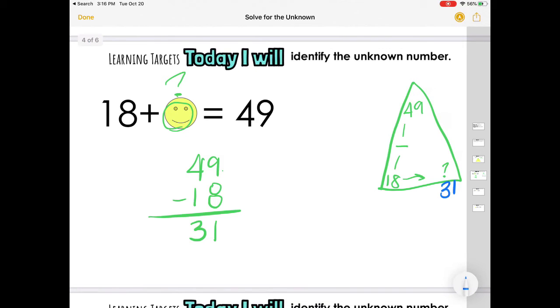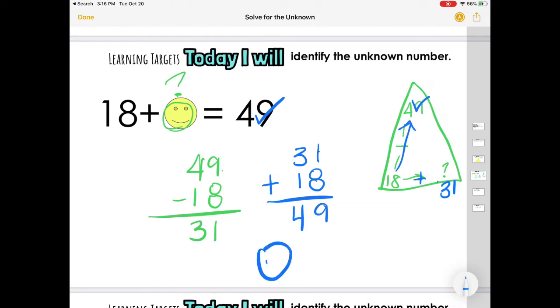So just like I did 49 minus 18, if I take 31 and add it to 18, it should give me 49. 31 plus 18. We're double checking. 8 plus 1 is 9. 3 plus 1 is 4. 49 checks out. So my smiley face equals 31.